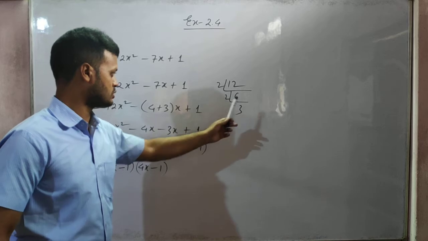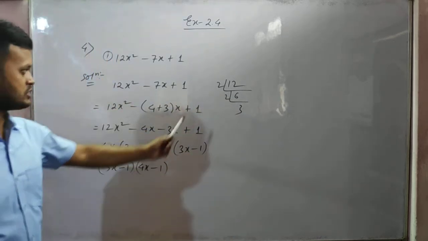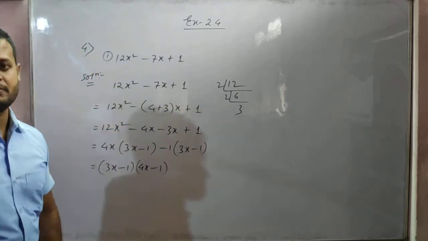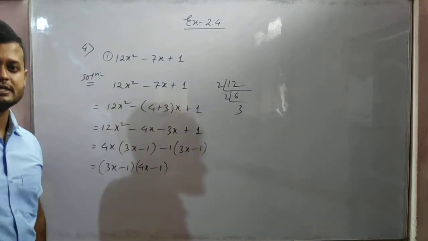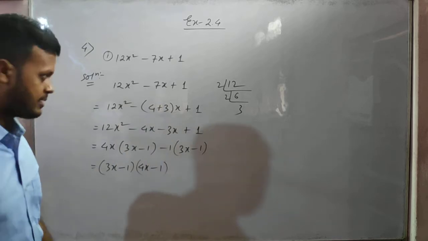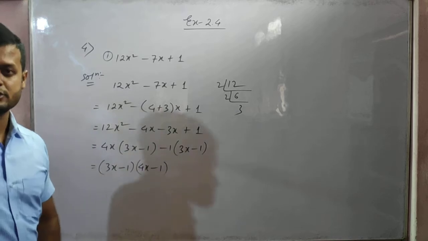2 sixes, 2 threes. Now using these factors, you have to make how much? 7. Using these factors I have to make 7. And what is the sign before the last term? Before the last term, the sign is plus, isn't it? So I will have to use the plus sign. Before the last term I have plus sign, so inside the bracket also I will use plus sign.